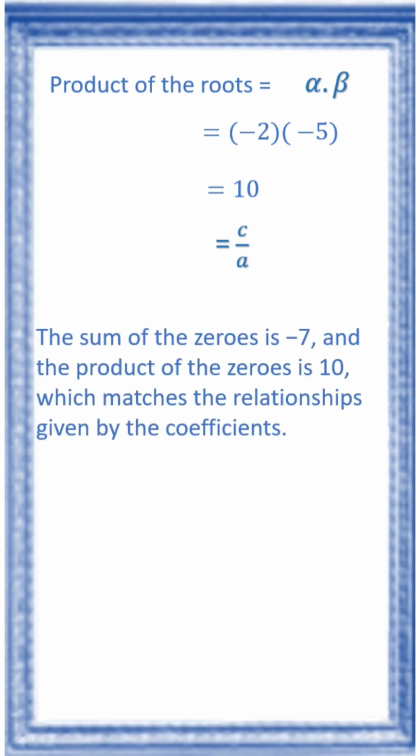Product of the roots alpha into beta, minus 2 into minus 5, that is equal to 10, that is c by a. c is 10, 10 by 1 is 10, hence proved. Sum of the zeros is minus 7 and the product of the zeros is 10, which matches the relationship given by the coefficients.